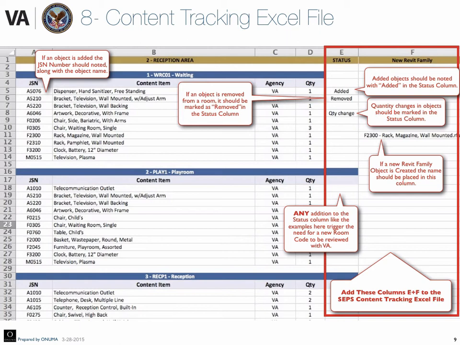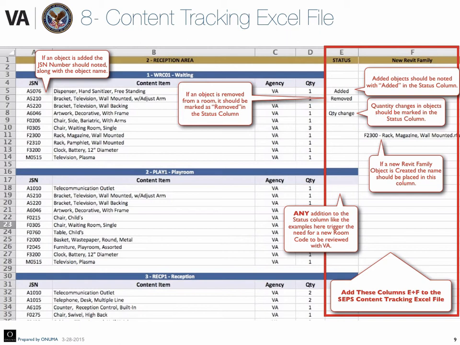What we're asking for you to do is to add two new columns, columns E and F. Column E is a status column, and column F is a new Revit family column. So the status column is essentially to track any changes that happen to the default value.